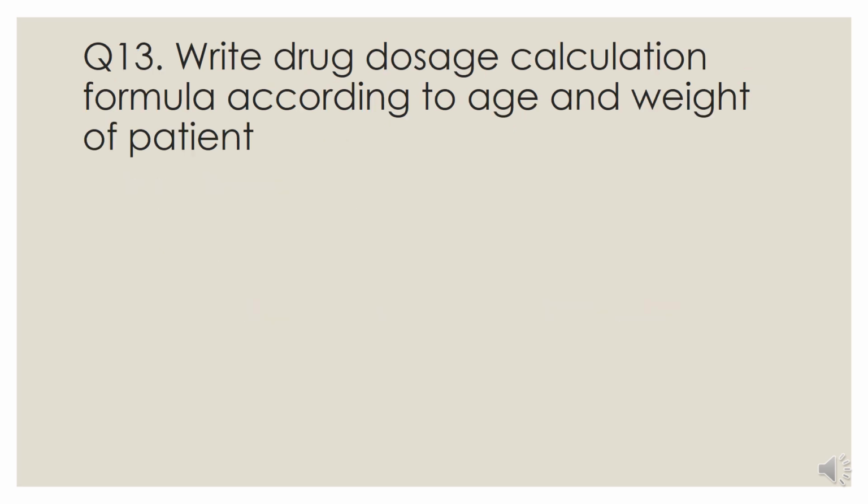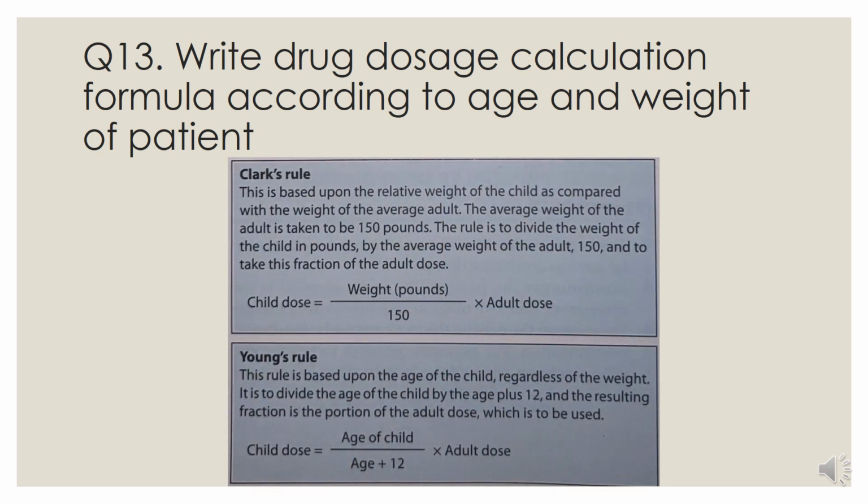Question 13. Write drug dosage calculation formula according to the age and weight of the patient. So first one is Clark's rule. This is based upon the relative weight of the child as compared with the weight of the average adult. The average weight of the adult is taken to be 150 pounds. The rule is to divide the weight of the child in pounds by the average weight of the adult, that is 150, and to take this fraction of the adult dose.